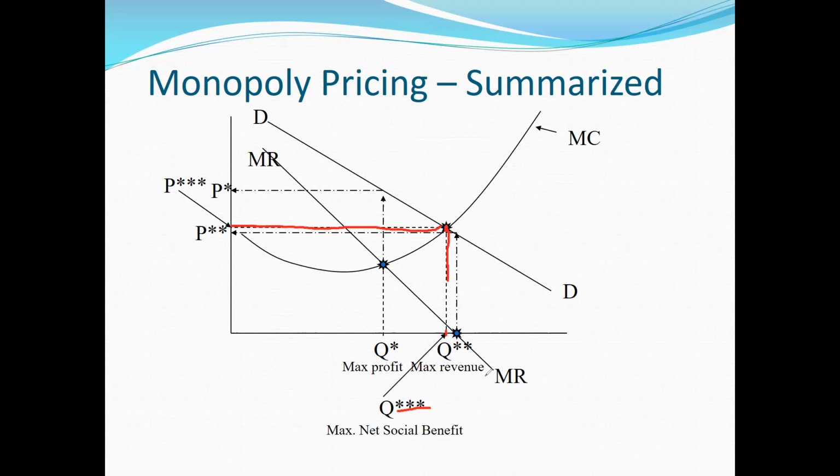Okay, you guys all see the three different pricing points. One is for maximizing profit. One is for maximizing revenue. We talked about those in the last class. And today we just talked about maximizing the net social benefit, where the supply and demand curve meet. Any questions about this?